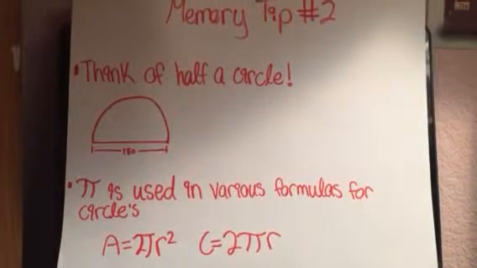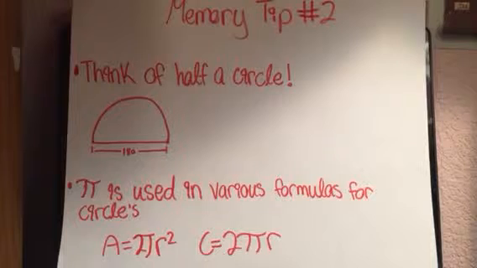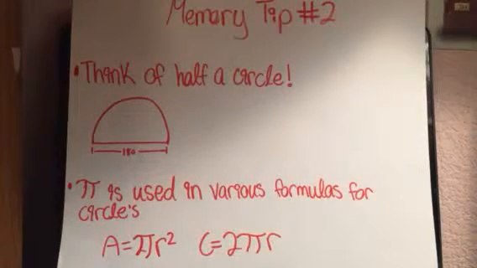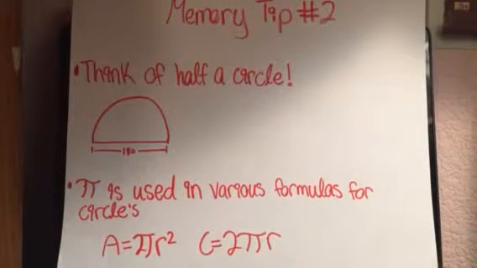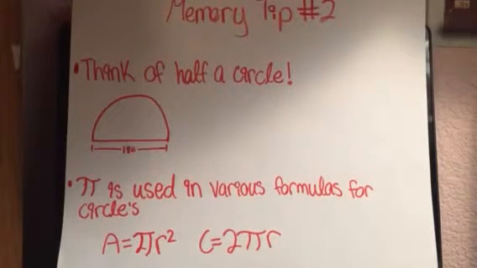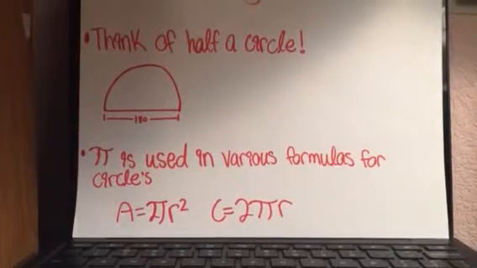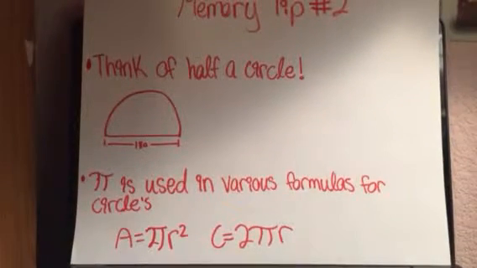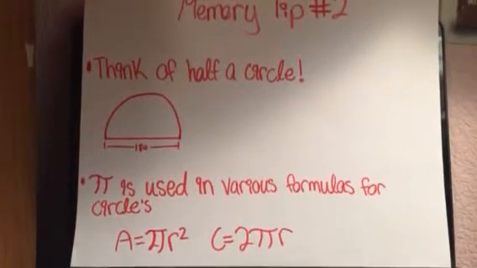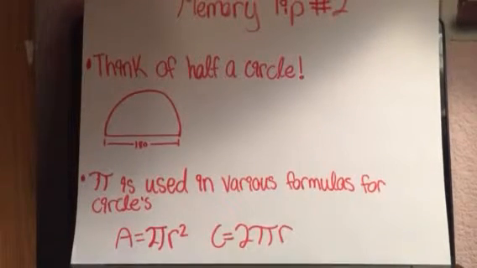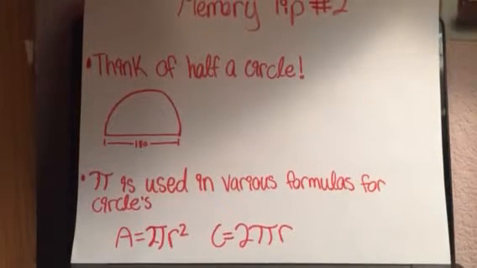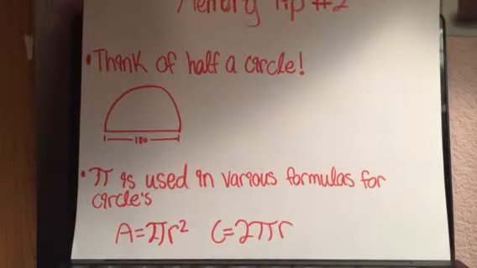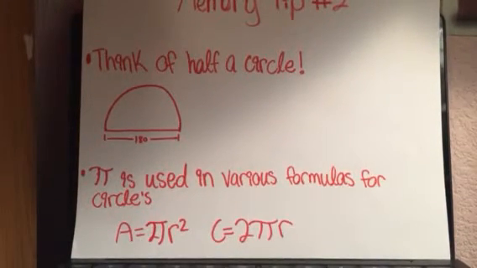Memory tip number 2. If you remember that half a circle is 180 and that both formulas to solve the area and circumference of a circle involve pi, then you can figure out which formula is which. This is kind of a more convoluted way, but it is a memory tip. So think, radians to degrees is getting rid of pi, so you need the pi on the bottom of the equation. Degrees to radians, you need pi, so you must put pi on top of the equation.